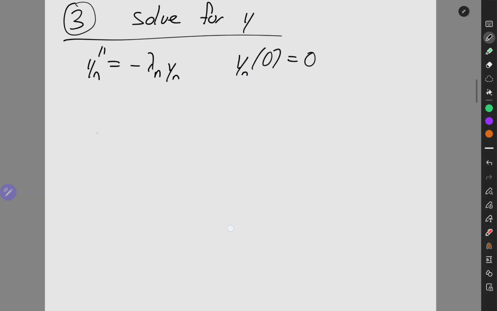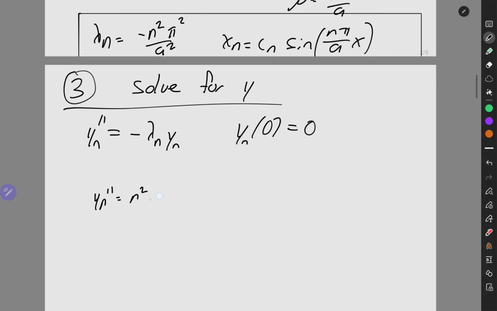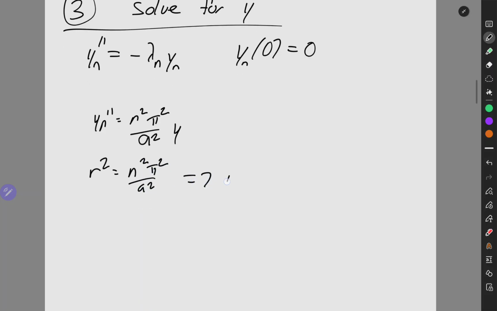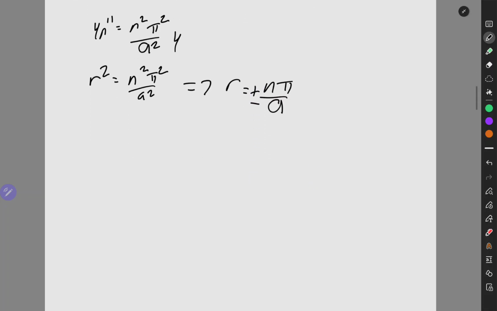So then this would be n squared pi squared over a squared y. Solve the characteristic equation. R squared equals n squared pi squared over a squared. Take the square root. N pi over a, plus minus, right? N pi over a. Write the general solution down, so it's just the change form for second order. That'd be little y.